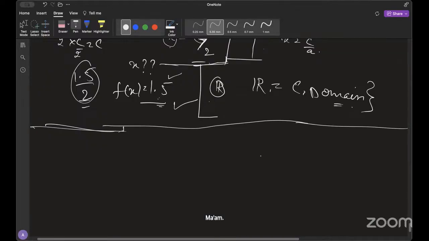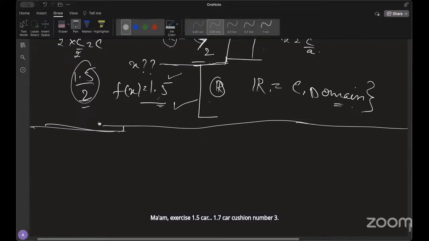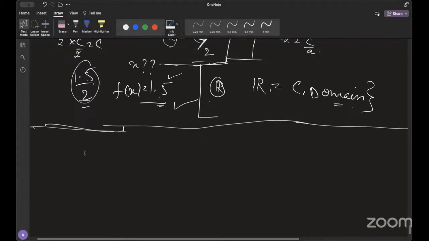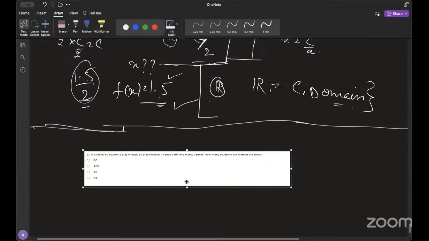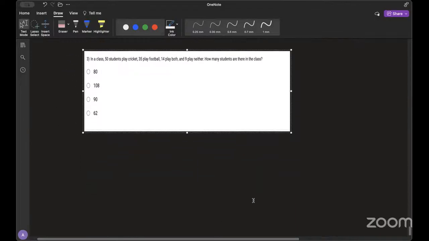Ma'am, Exercise 1.5, question 3. This is based on the set theory part that we discussed at the start of the session. I think it is 1.6. Sorry, 1.6.